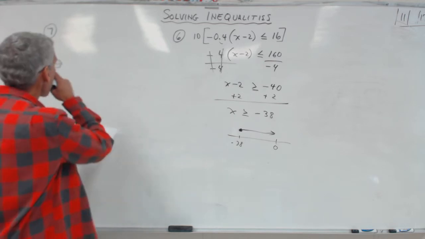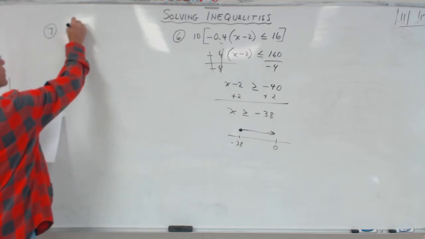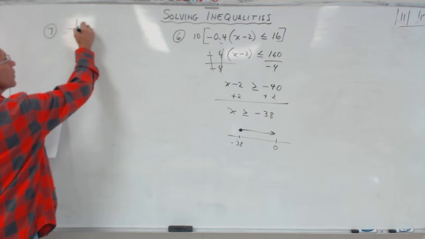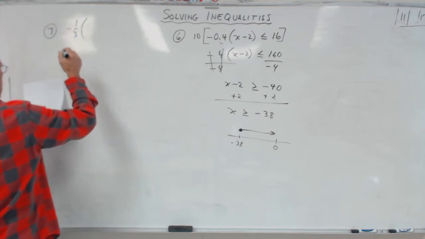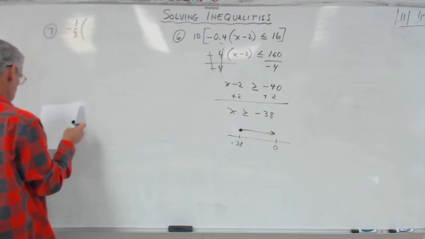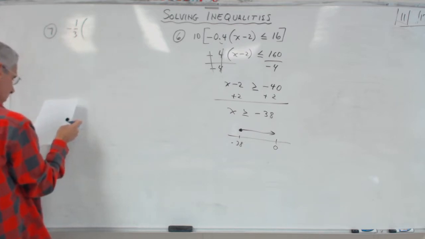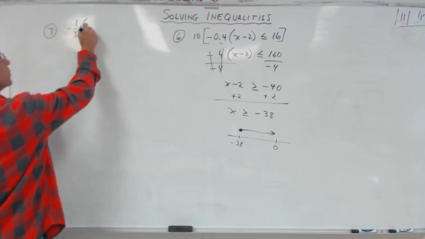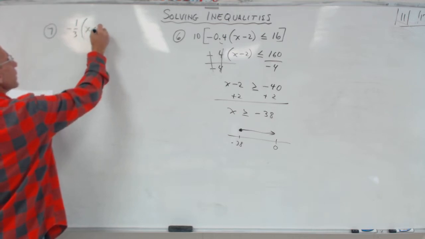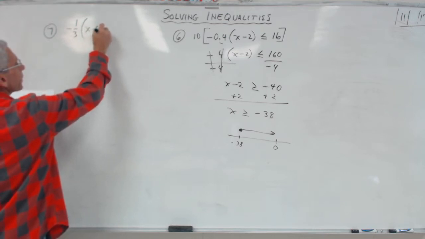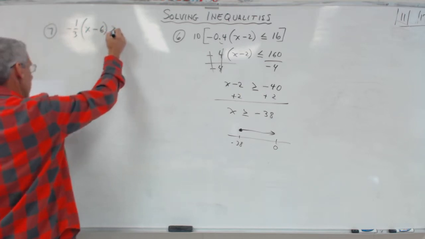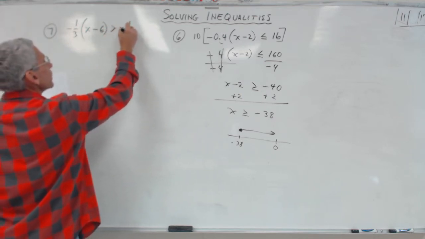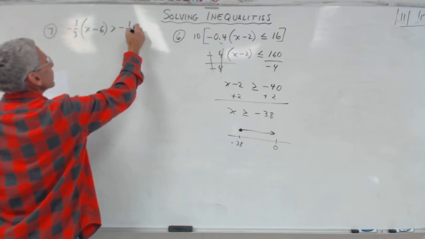Yeah, Gary. The current date is 11/07. Negative 1/3 times x minus 6 is greater than negative 1/6. I know.